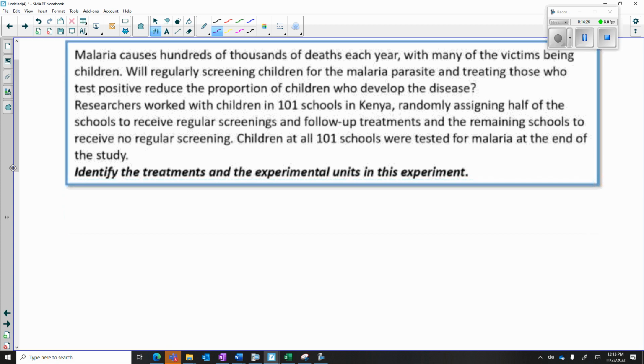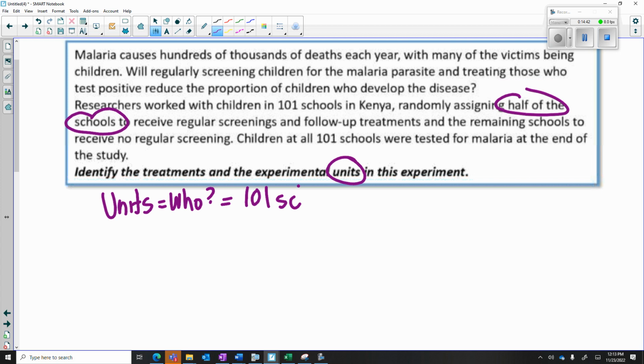So let's first start with the units. Who is being experimented on? You may think that it's the children, but actually it sounds like it's the schools that are being treated. So it's going to be 101 schools, and they're called units because they're schools. And obviously the schools contain children, and the children are going to be getting the result of the treatment.